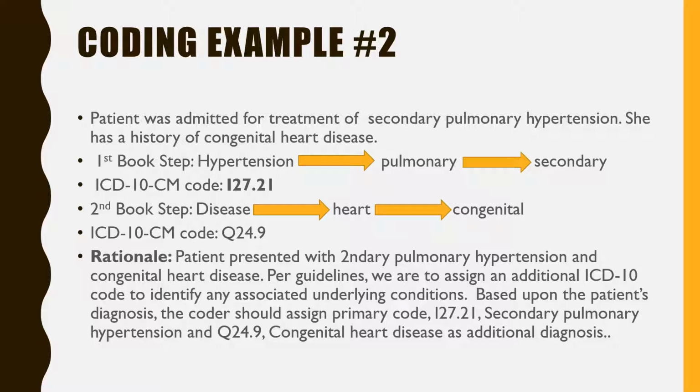So our rationale: our patient presented with secondary pulmonary hypertension, and the patient also has a history of congenital heart disease. And per the ICD-10 guidelines, we are to assign an additional ICD-10 code to identify any associated underlying conditions. So based upon the patient's diagnosis, the coder should assign primary code I27.21, which represents the secondary pulmonary hypertension, and Q24.9, which represents the congenital heart disease, as our additional diagnosis.